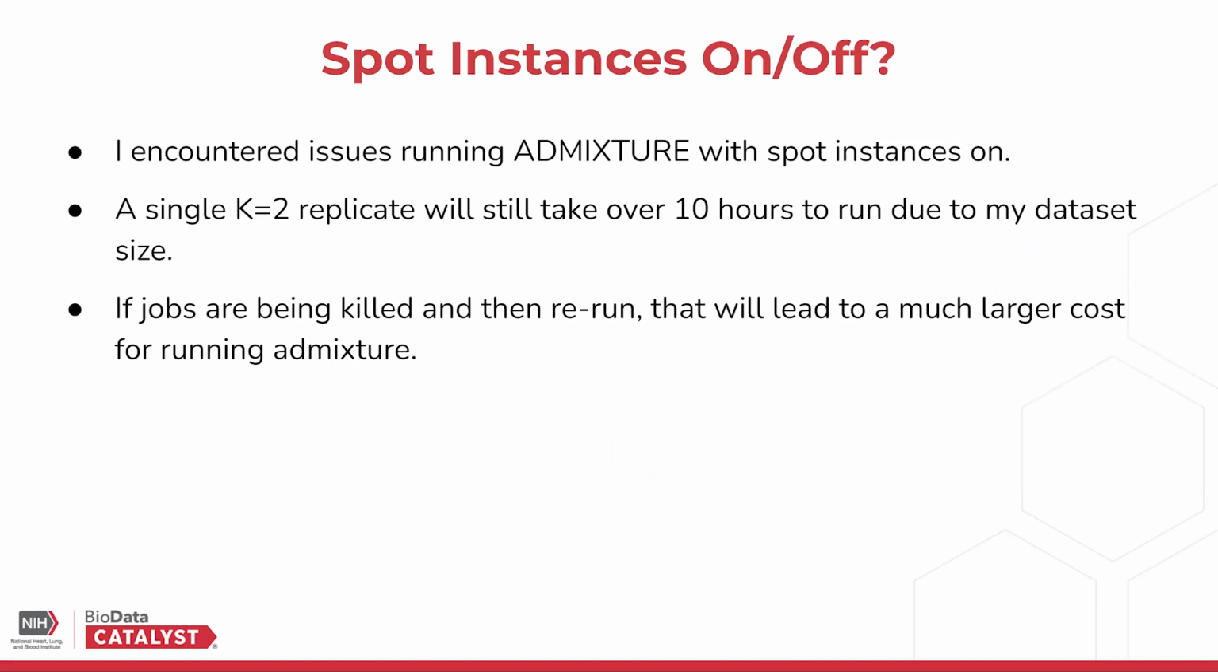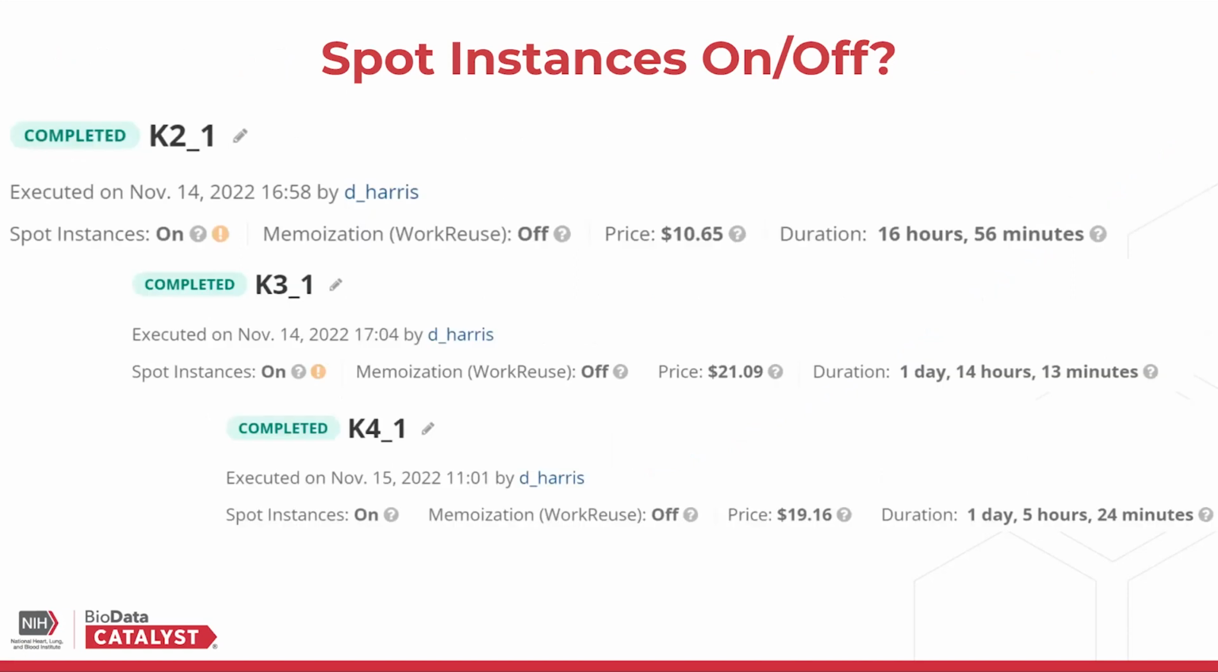However, at my single replicates of K of even just 2, which is the most simple replicate that I was going to run, things were taking over 10 hours, which meant oftentimes they were being stopped within the spot instance and then started to run, and then having to rerun over and over again, which actually started costing quite a large amount of money. And even if the spot instance didn't kill my job and have to restart, like at K of 4, things were costing much more than I guessed. So at K of 4, things were even taking over a day to run and cost $19.